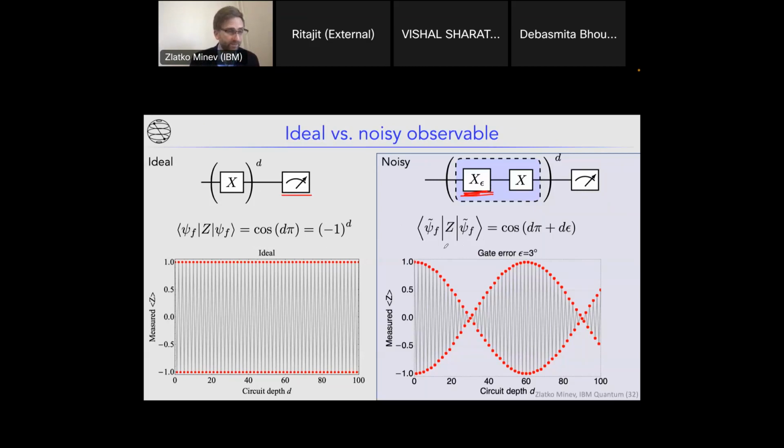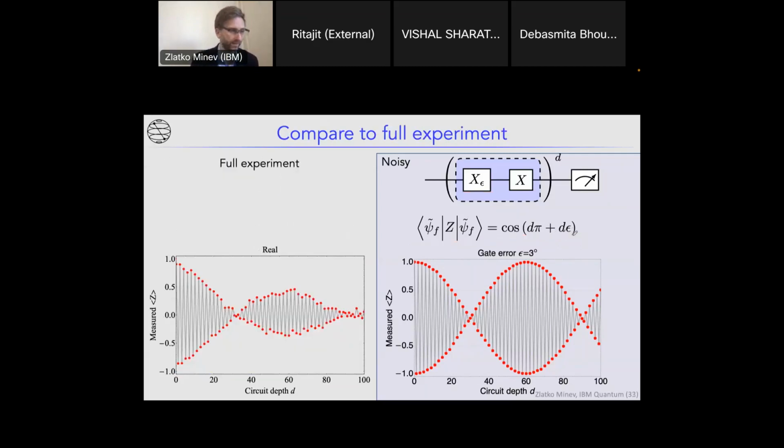However, because of the extra noise that's coherent in this case, the outcome no longer looks like that. Instead, you notice that we now see this oscillation. And in fact, this oscillation is precisely determined by the error angle epsilon. You can work out the exact math and you'll find that it's cosine of d pi plus d epsilon. So our answer, in angle terms, grows linearly, but so does the accumulation of the error.